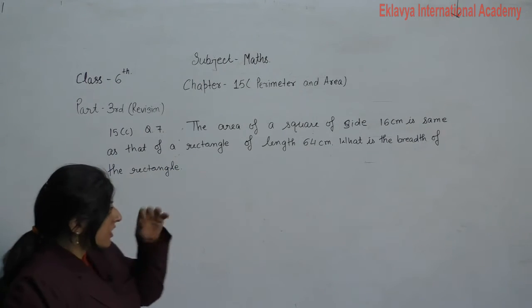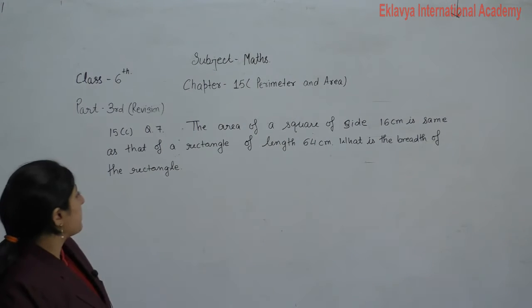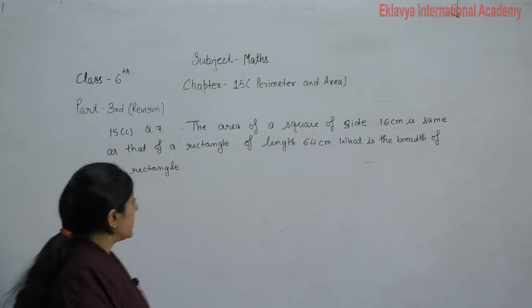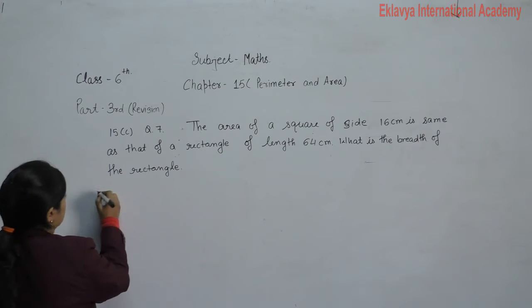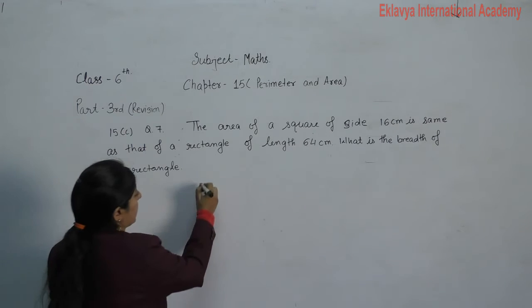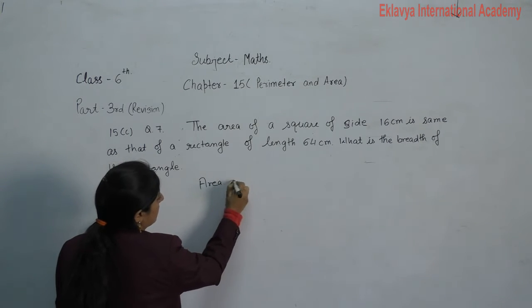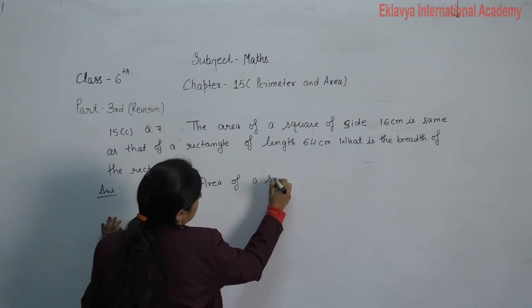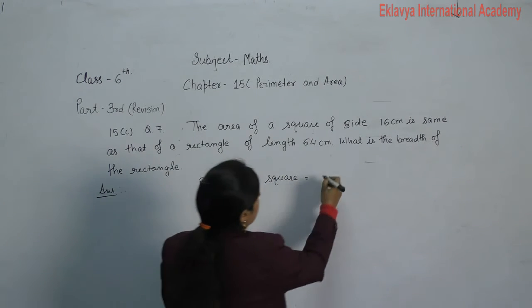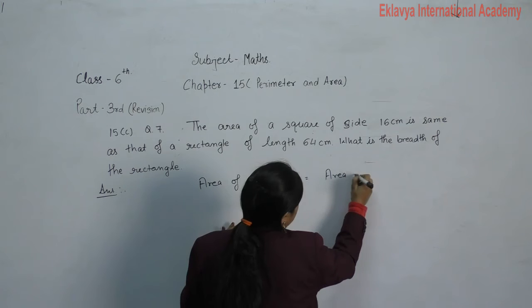The area of a square of side 16 centimeter is the same as that of a rectangle of length 64 centimeter. What is the breadth of the rectangle? The solution is that the area of the square is equal to the area of the rectangle.